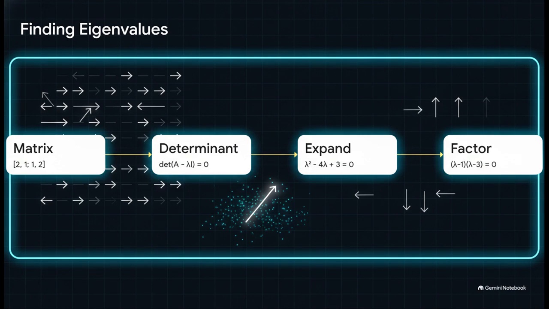Step 2, we subtract lambda from the diagonals and set the determinant to 0. That gives us the quantity (2 minus lambda) squared, minus 1 times 1, all equals 0. Step 3, you just expand that algebra out to get lambda squared minus 4 lambda plus 3 equals 0.